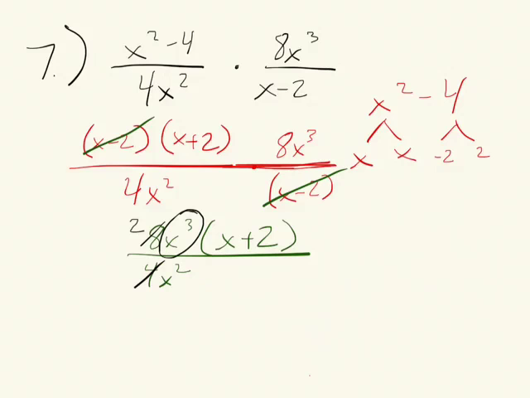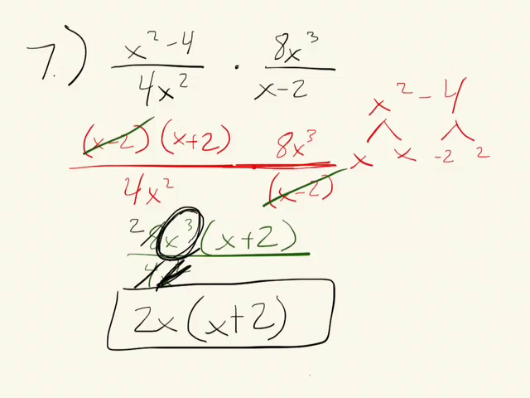x cubed over x squared, how many x's are left? The bigger one is x cubed. 3 minus 2 is 1, so it stays on top since that's where it was bigger. So we have 2x on the top times x plus 2, and this x squared canceled when we did that. So 2x times x plus 2 is your answer.